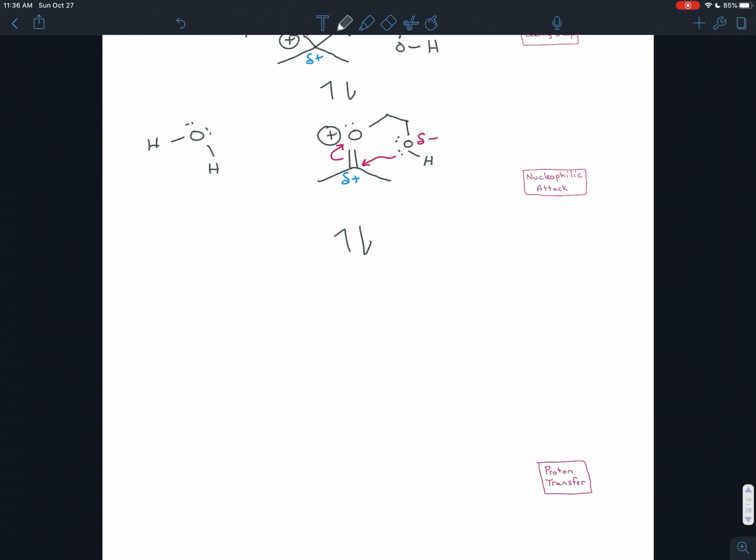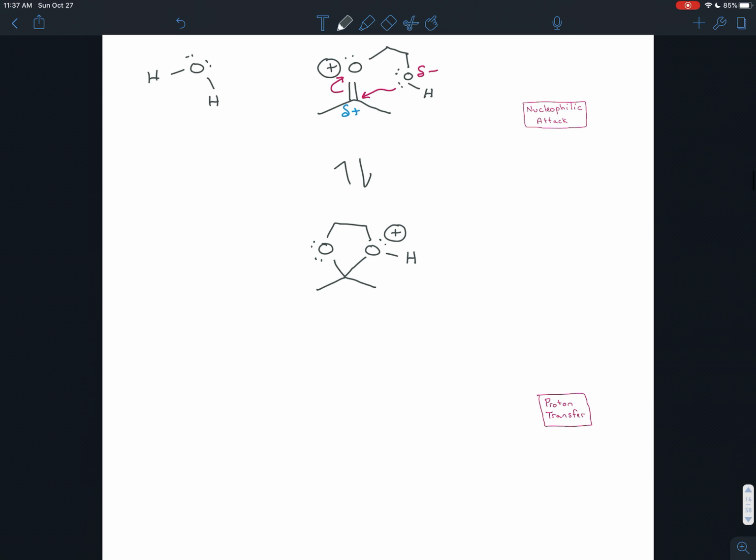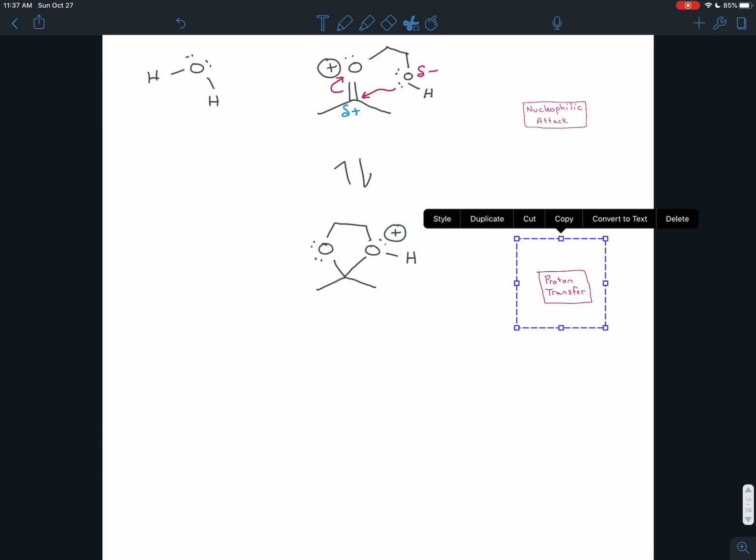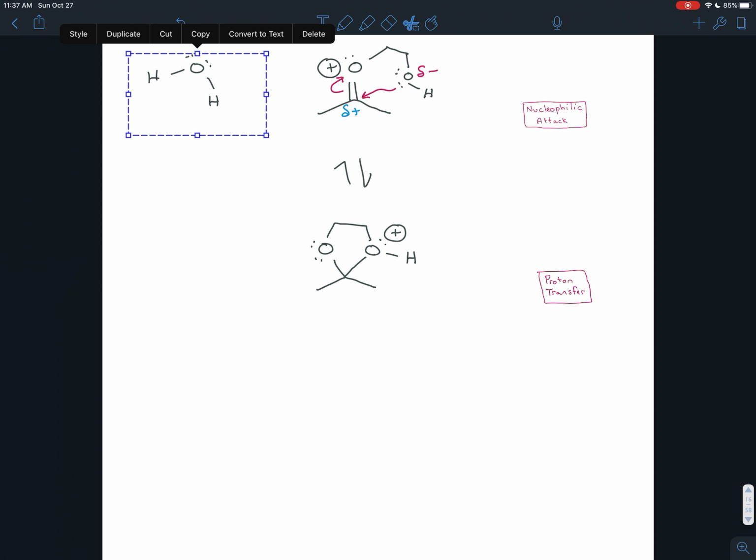After this attack, the oxygen that was already there only has a single bond to it. You'll have the 2 carbons, the other oxygen, which now has another bond to it, but that still has its hydrogen. This didn't go anywhere. So this oxygen on the right has a full positive charge because it has 3 bonds. And all we have to do is stabilize that positive charge with a proton transfer, and we have our acetal.